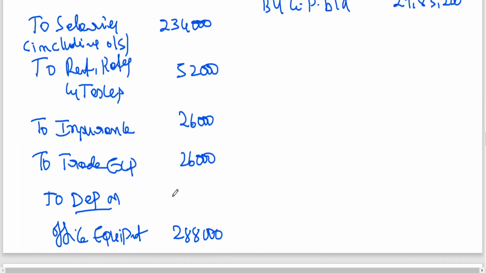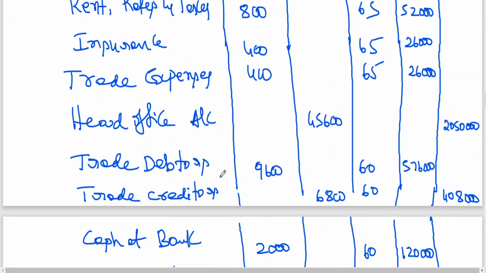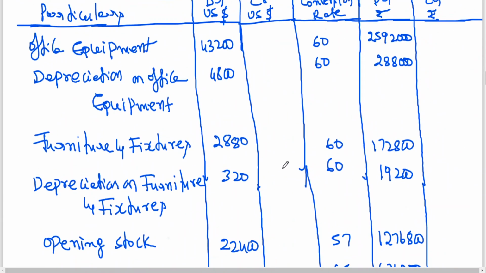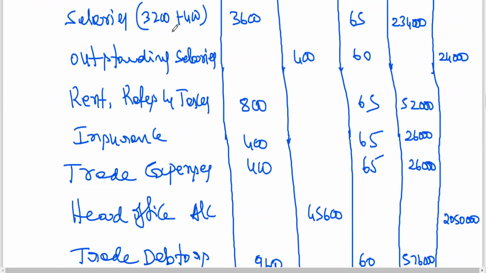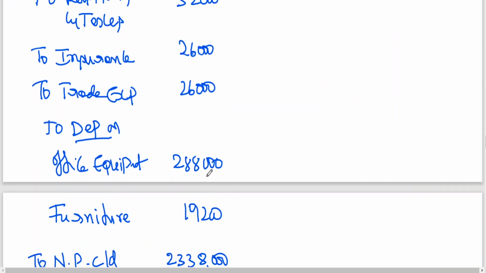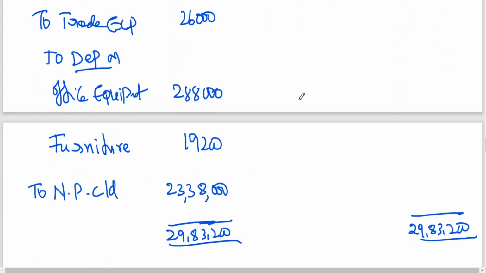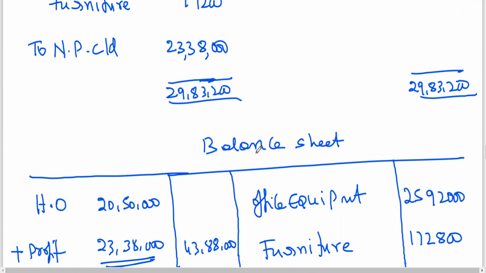Rent and rates, insurance, trade expense, depreciation. We have already calculated depreciation, no? Here, depreciation on office equipment you can see 2,88,000. Depreciation on furniture 19,200. Net profit, you got it. Then coming back to the credit side, this is gross profit; then net profit. Then you went for the balance sheet.